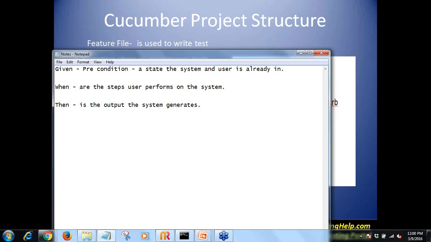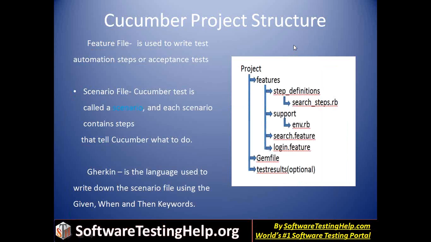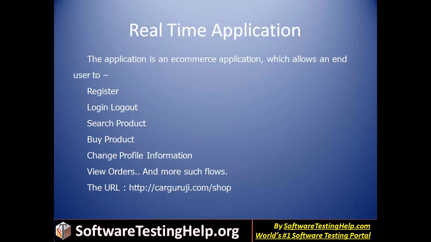So given you are on the login page, when user types in the username, types in a valid password, types in the language to be selected and clicks on the sign in button, then the system should show the account information page for that user. So that's how we basically generate our scenario files in the form of how the user is going to behave with the system and how the system is going to behave back with the user.